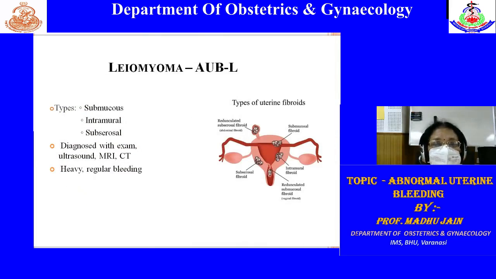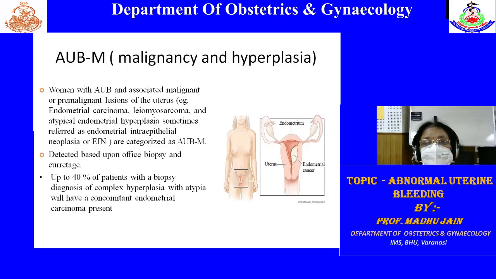Initially, we classified only three categories: submucous, intramural, subserous, depending upon the diagnosis by MRI and ultrasound. But nowadays, I have shown you the classification. On this basis, you are writing down whether it is L1, L5, 6, whatever the position and the size of the myoma. Now comes the malignancy and hyperplasia that comes under the category of AUBM.